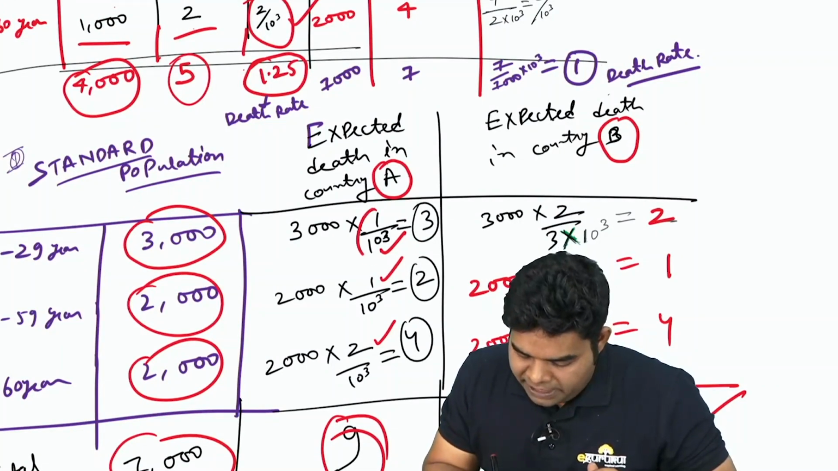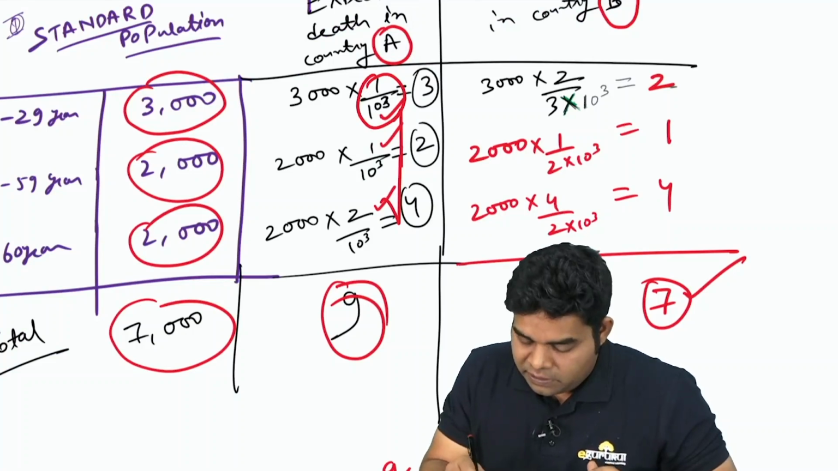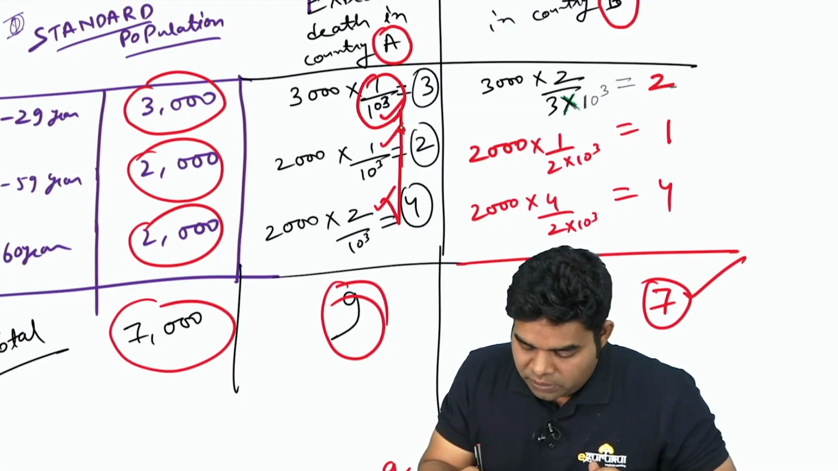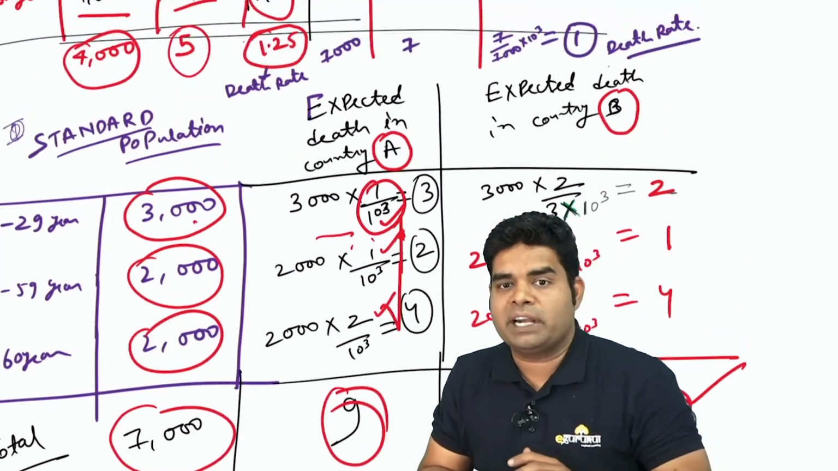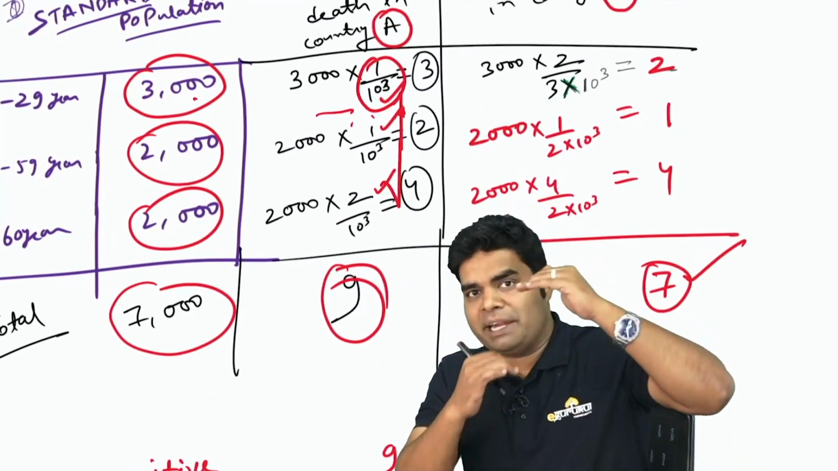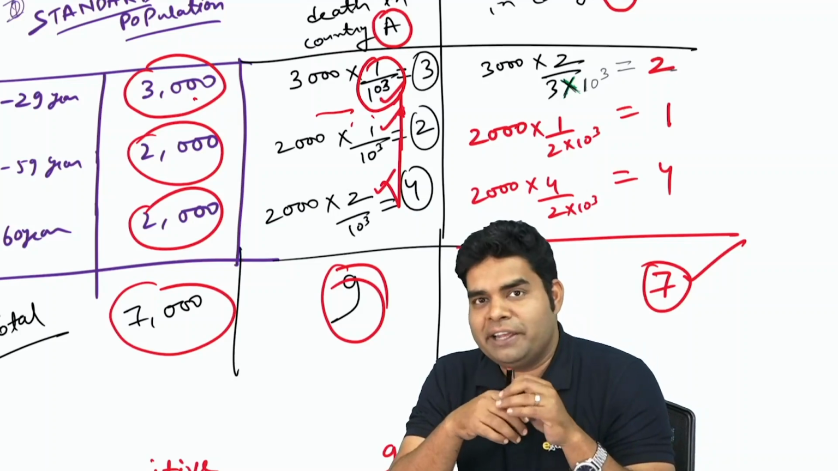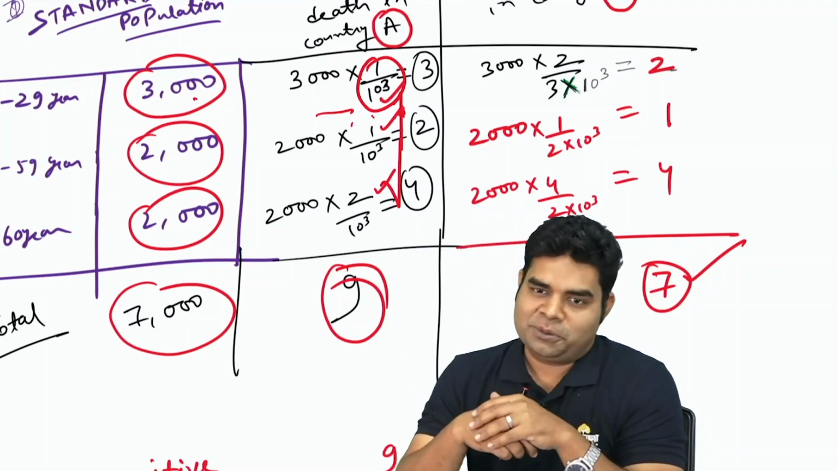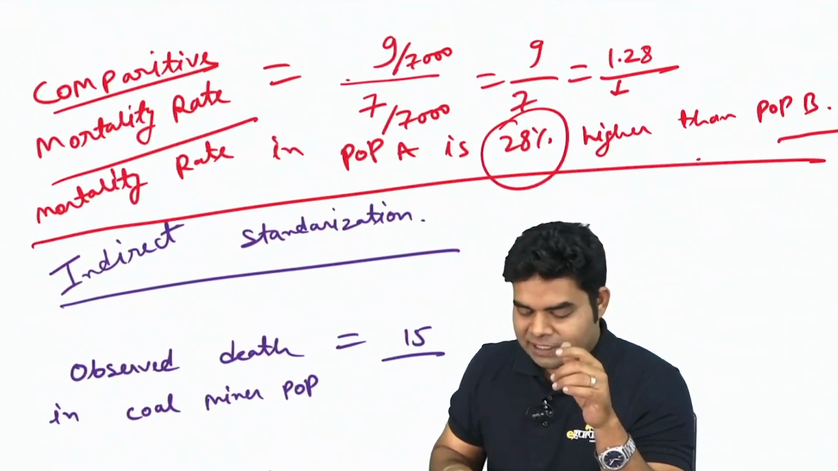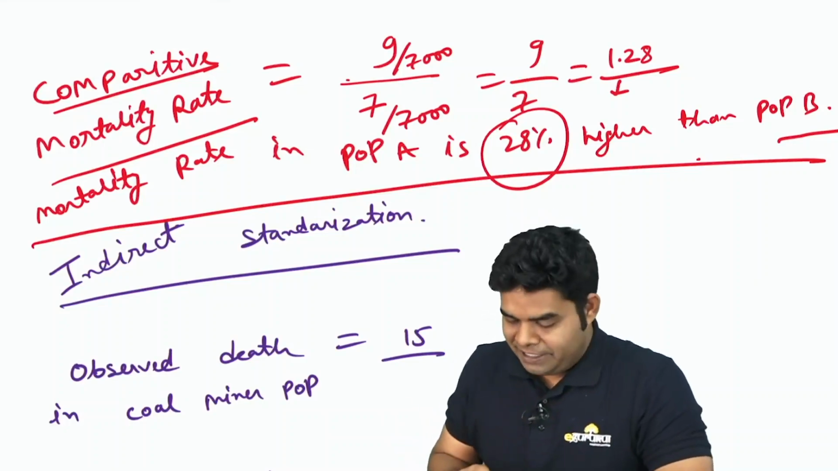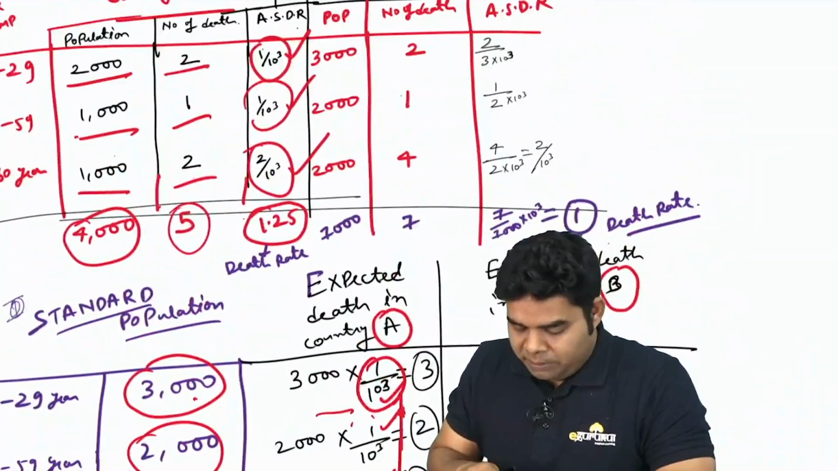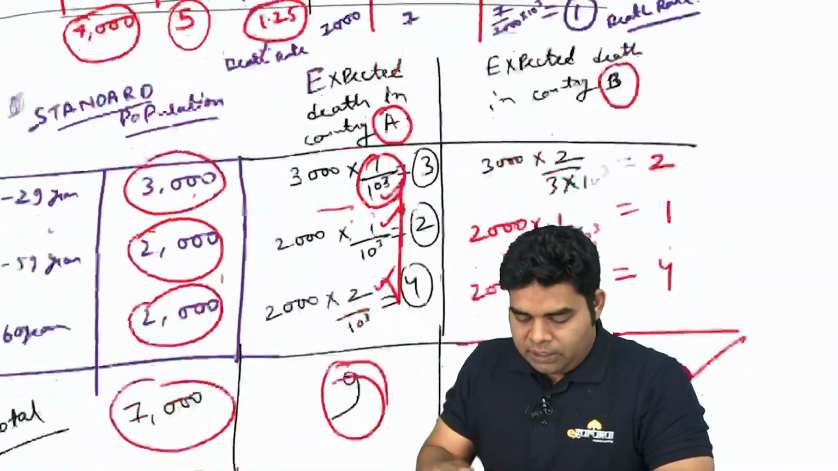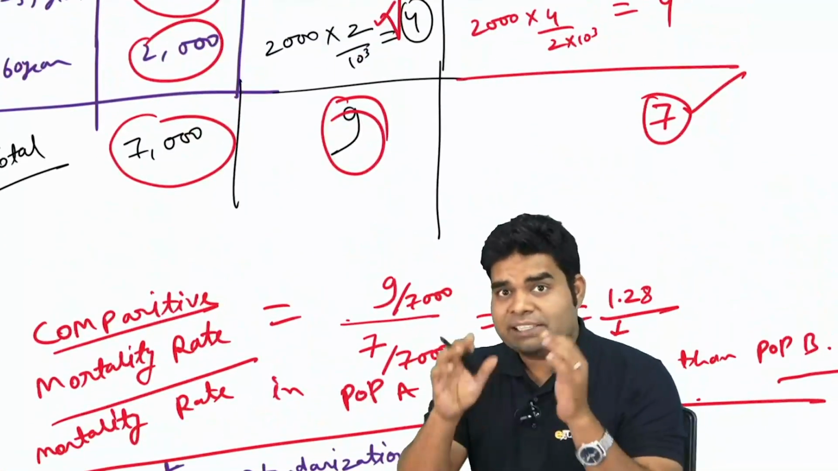We multiply the age specific death rate with the standard population. Age specific death rate with the standard population, you get the expected death. And when you compare the expected death of these two countries, you get the comparative mortality ratio. So that is, here it is 1.28. Okay, that is the comparative mortality ratio. Okay, so that is direct standardization.